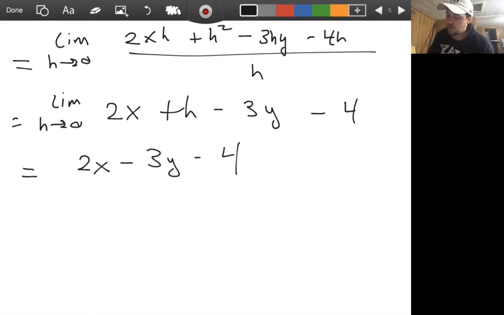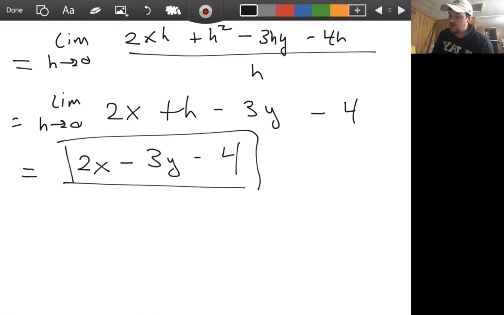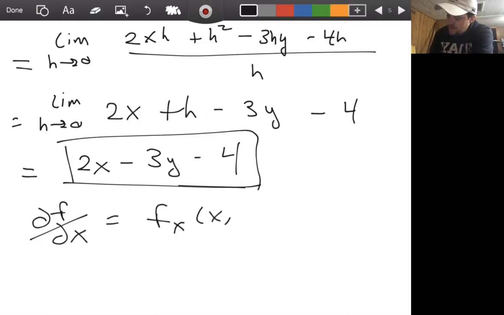And so this is df dx, which was the same as f sub x of xy, right? And so this is our partial derivative.